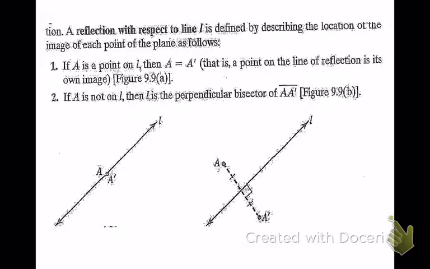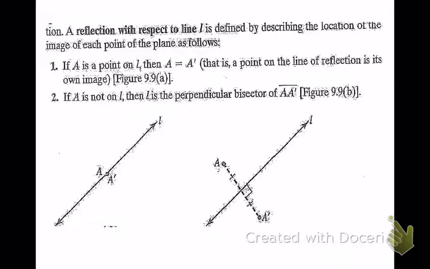A reflection with respect to line L is defined by describing both the location of the image of each point of the plane as follows. If A is a point on line L and A equals A prime, then the point is its own image. It's a fixed point. If A is off of the line L and we reflect, which is in most cases, then L is a perpendicular bisector of A A prime.